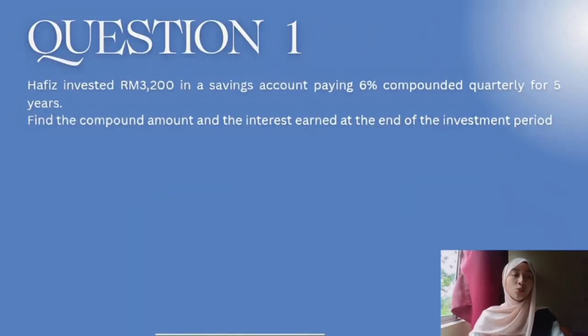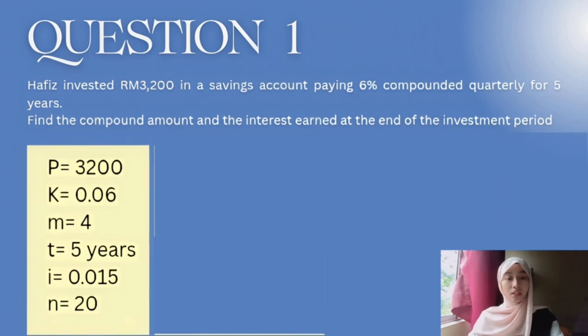Deposit RM3,200 in a savings account paying 6% compounded quarterly for 5 years. Find the compound amount and the interest earned at the end of the investment period. So first, you have to take out all the information given, where P is 3,200, K is 6%, M is 4, T is 5 years, I is 0.015, and N is 20.